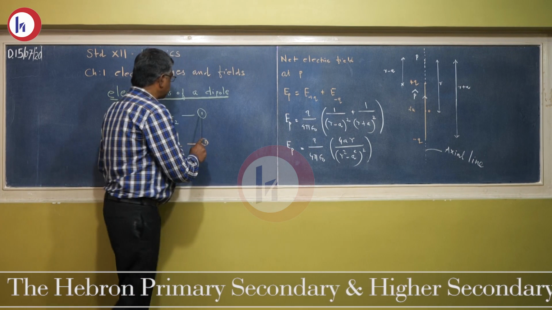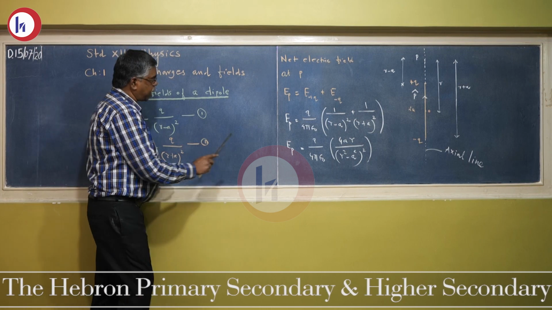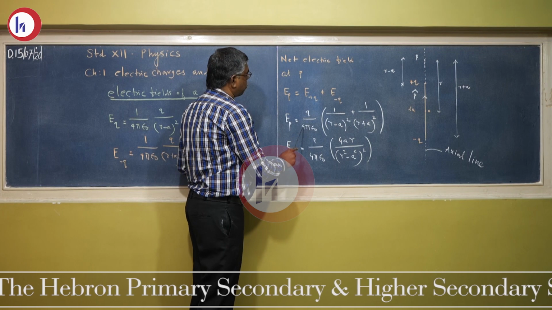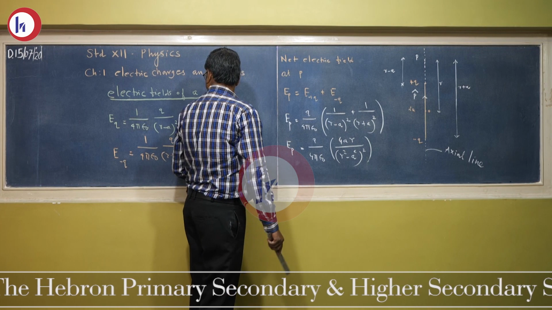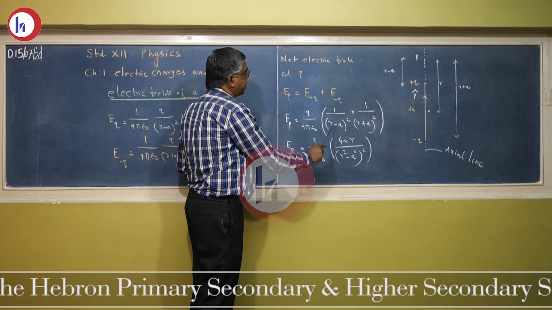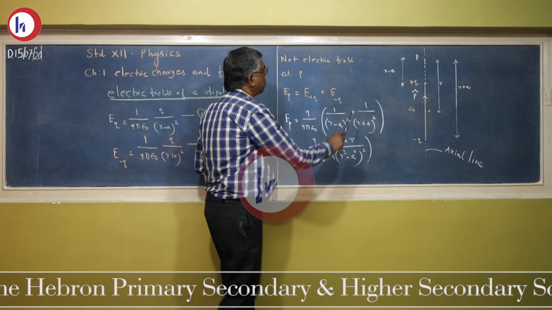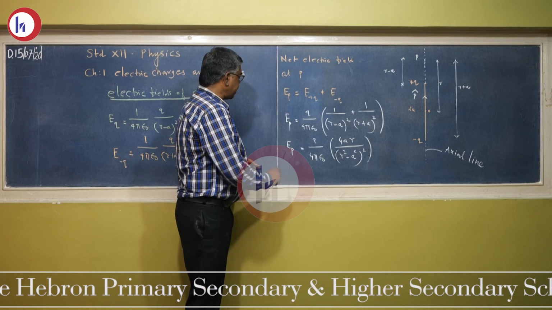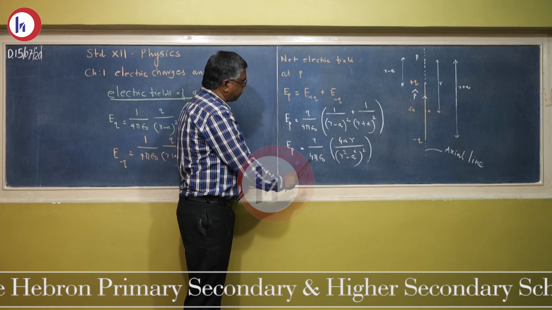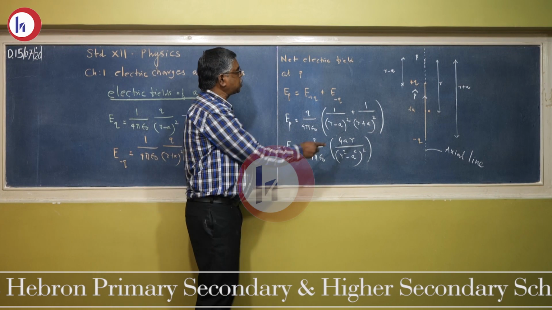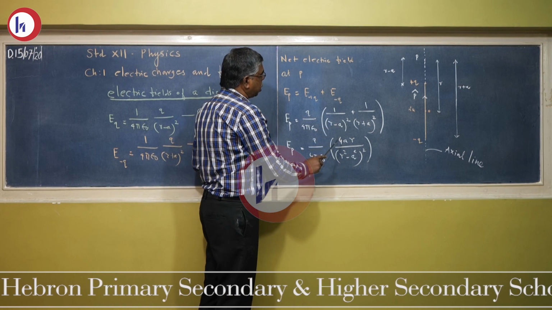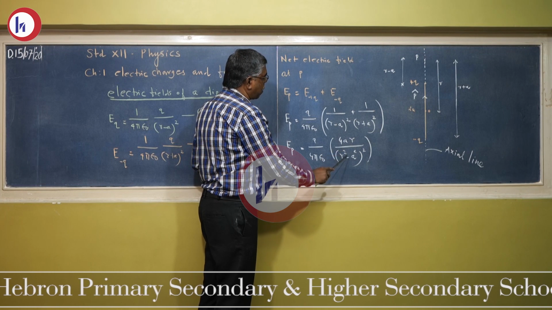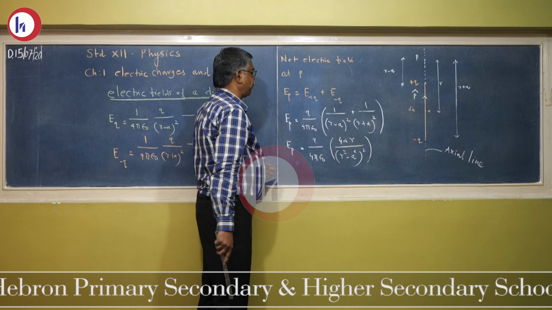From equations 1 and 2 combined, you will get the net electric field. q upon 4 pi epsilon 0 can be taken common. So 1 upon (r minus a) whole square plus 1 upon (r plus a) whole square. So EP equal to q upon 4 pi epsilon 0. Taking the LCM and simplifying, you will get 4ar divided by (r square minus a square) whole square.